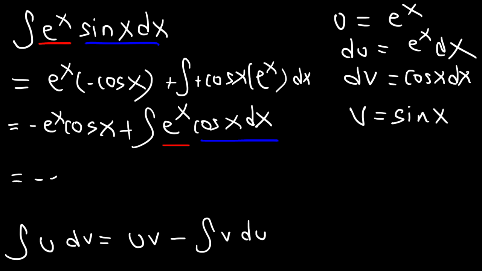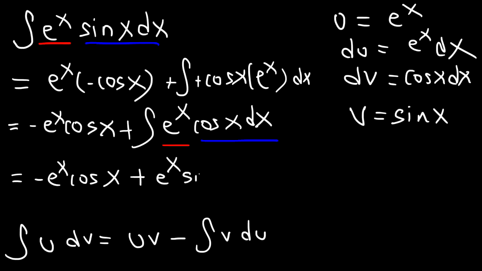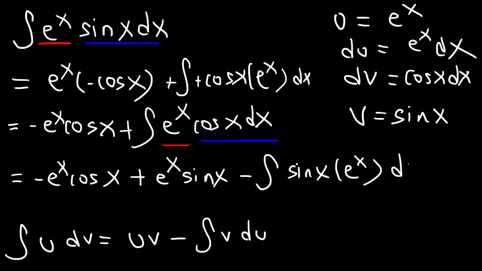So we have negative e to the x cosine x. And then for this part, we're going to apply this formula again. So it's u times v. So that's plus e to the x sine x minus the integral of v du. That's sine x times e to the x dx.